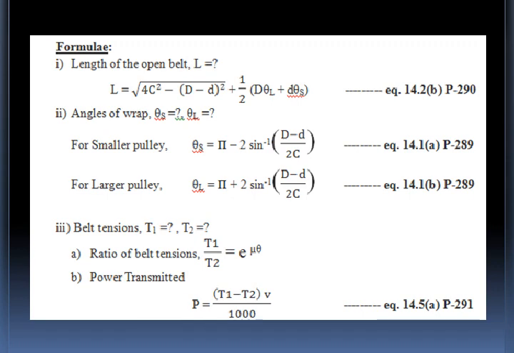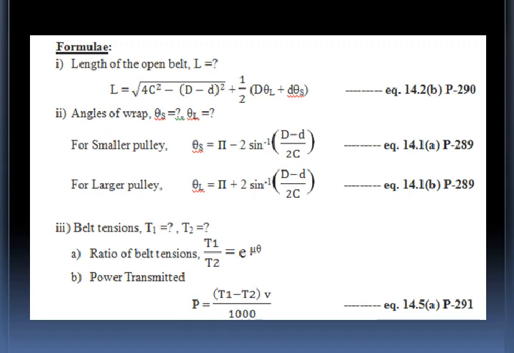By referring to equation 14.2b, page number 290, there is one equation to evaluate the length of the open belt. Capital L is equal to square root of 4C squared minus (capital D minus small d) whole squared, plus half into (capital D theta L plus small d theta s). Yes, this is one of the equations.